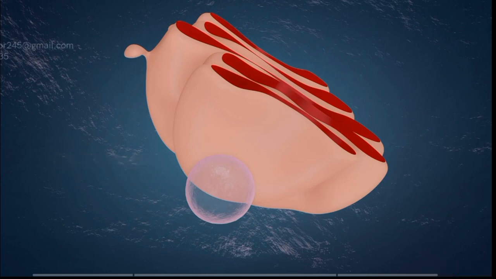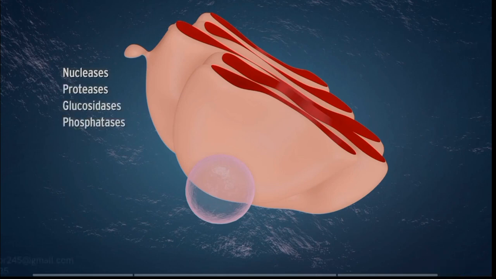These secondary lysosomes are larger in size and convert the inactive enzymes into their active form in order to release them outside the cell. The enzymes are grouped based on their function into nucleases, proteases, glucosidases, phosphatases, lipases, and sulfatases.